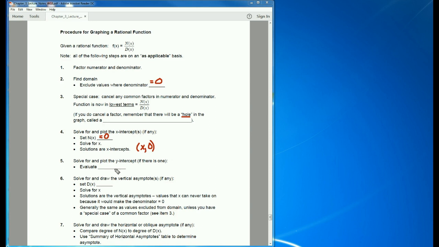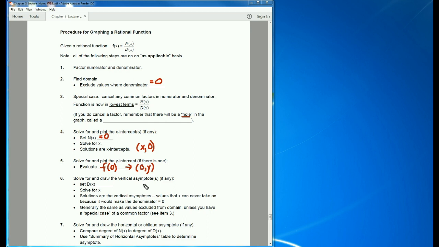Number 5, solve for and plot the y-intercept, if there is one. Remember, to do this, just evaluate the function at a value of x equal to 0. This will give you the y-intercept, if there is one, the point (0, y). The reason we include this step is it gives us another point, and it's very easy to evaluate f of 0.